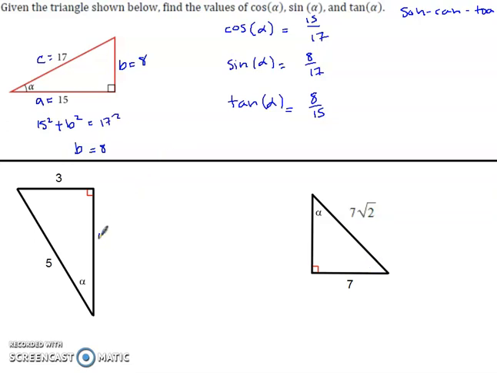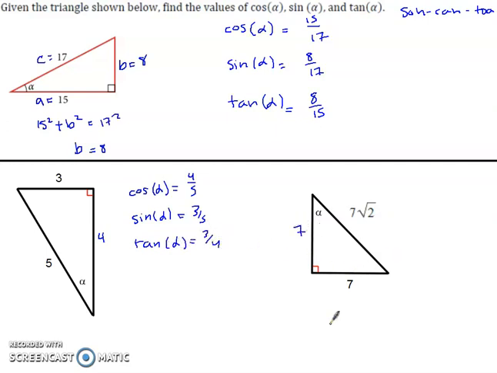Our missing side here should be 4, giving us a cosine of alpha being 4/5. A sine of alpha is going to be 3/5. Tangent of alpha will be 3/4.